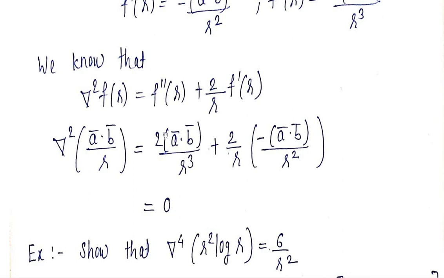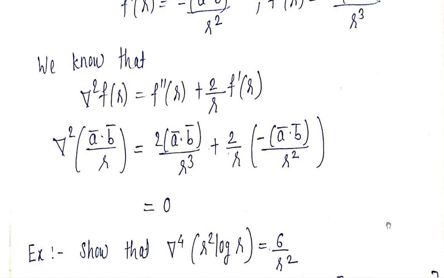Now f double dash of R we have already found, it is 2 times A dot B by R cube, and plus 2 by R remains as it is times f dash of R, which is minus A dot B by R square. So it becomes 2 by R cube A dot B minus 2 by R cube A dot B, which is equal to 0. Hence we get the result: del square of A dot B by R is equal to 0.